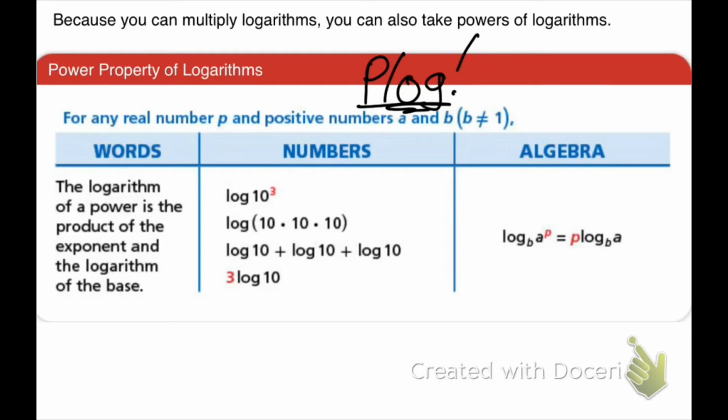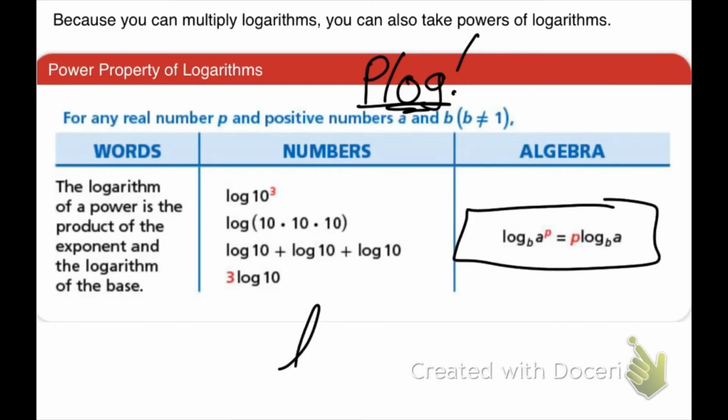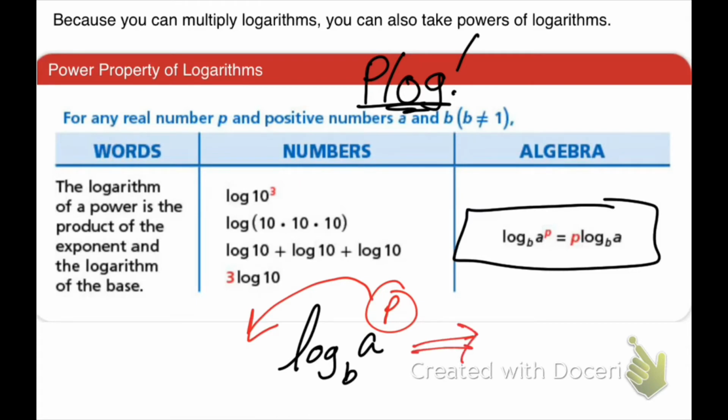what this is where you take a logarithm, base b of a, raised to a power, whatever number that is, raised to p, and I'm actually going to take the power, move it to the front and multiply. So this becomes p times log base b of a.